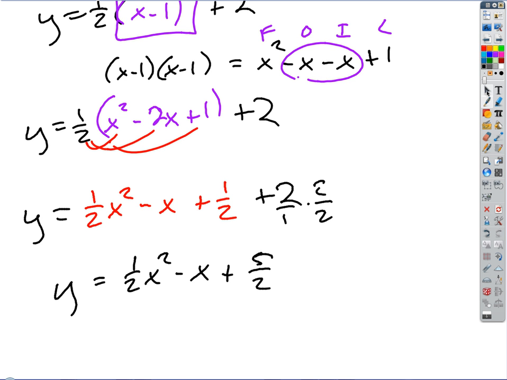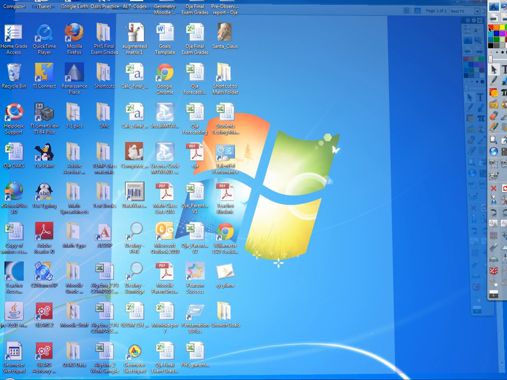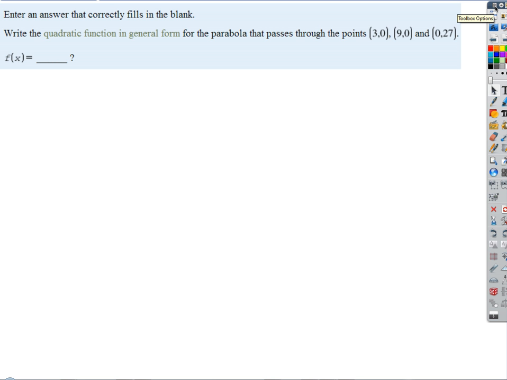Okay, if you do that, you can do any of them. All right, what about this guy? I'm supposed to write this in general form: the quadratic function corresponding to the parabola that goes through those 3 points.